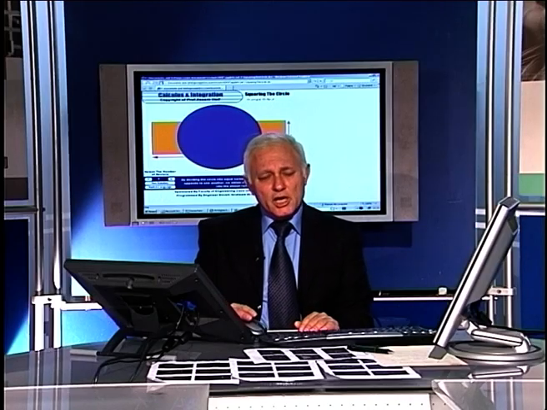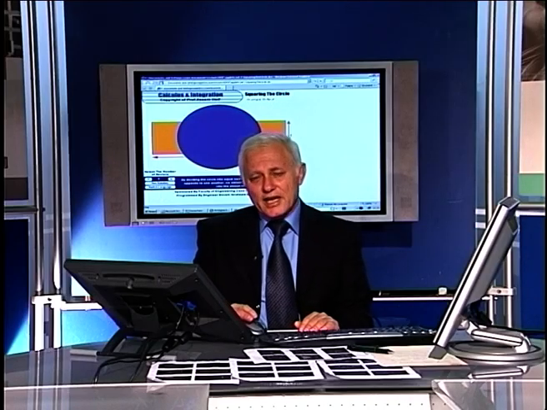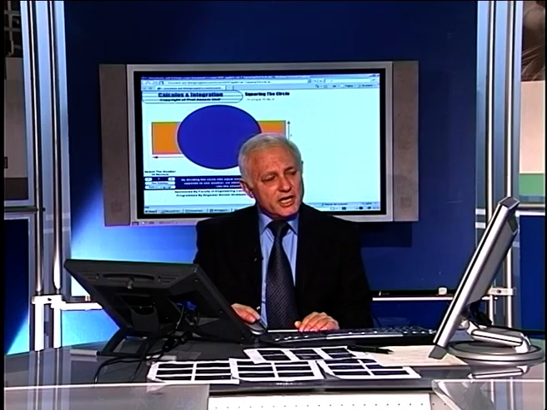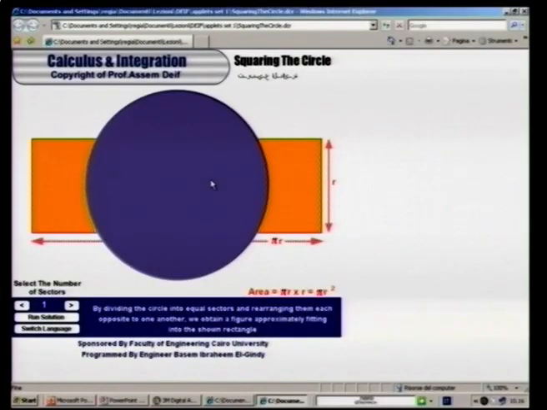For example, the ancient Egyptians, the Sumerians, the Babylonians, they knew it, but not precisely as the mathematicians introduced it in the late 18th century.